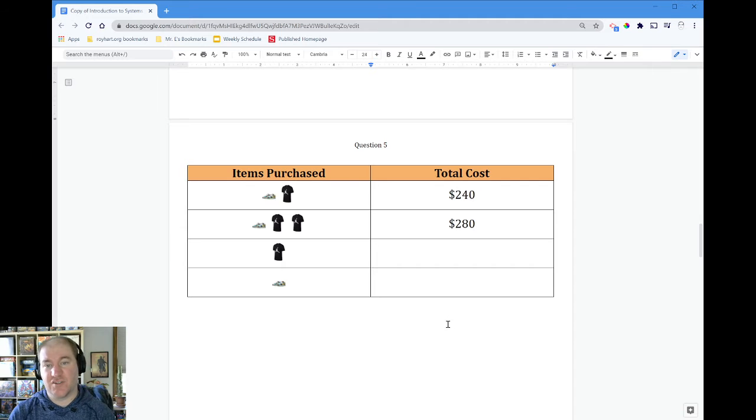Question 5, a pair of shoes and a shirt is $240. A pair of shoes and 2 shirts is $280. So that means the difference between these is 1 shirt, and the difference between these is $40.